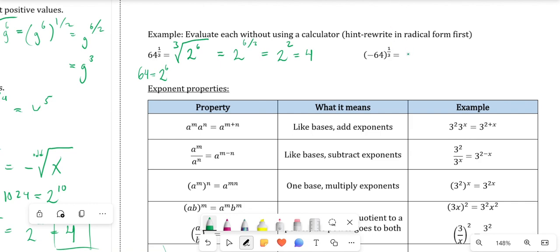Negative 64 to the 1/3 power, again, is the same thing as negative the 1/3, the cube root. It's negative the cube root of 64, and we just found out that's 4. So this is negative 4.